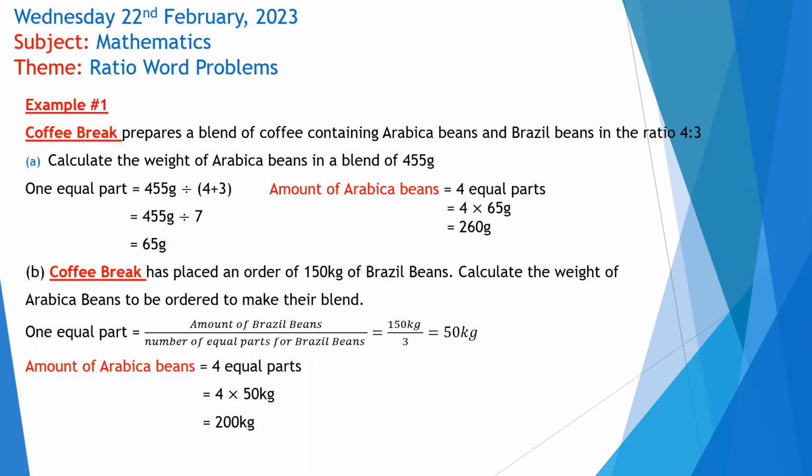Then because that's one equal part, we have to multiply 4 by 65 grams, because for the Arabica beans, it's 4 equal parts. So we multiply 4 by 65 grams, which gives us 260 grams. Excellent. Very good. I want to let Alexandra explain B for me, please.